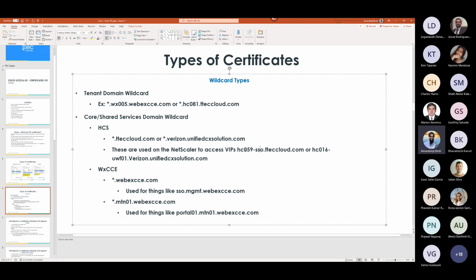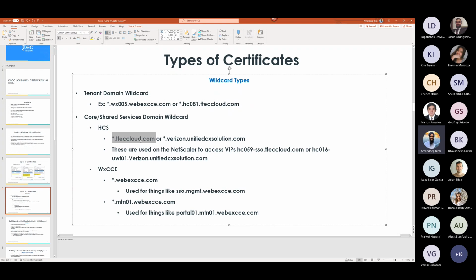So instead of saying sso.hc059.ttechcloud.com, which is the new format, right? In the old format, the old design, this is how we came up with the VIP. And so for this to use a cert, you have to use something like this. You can't put the tenant. You can't say star.hc059.ttechcloud.com. You have to use this cert.